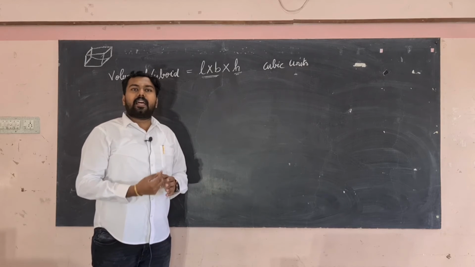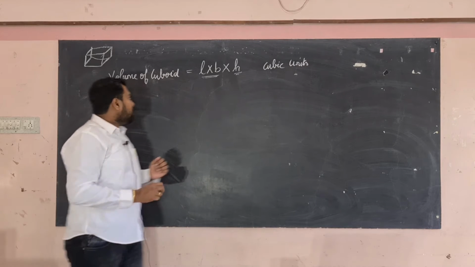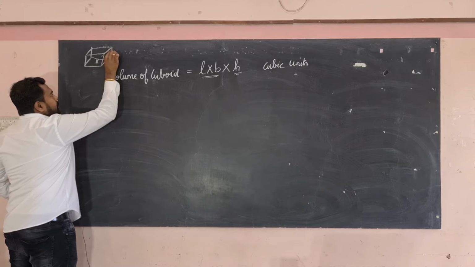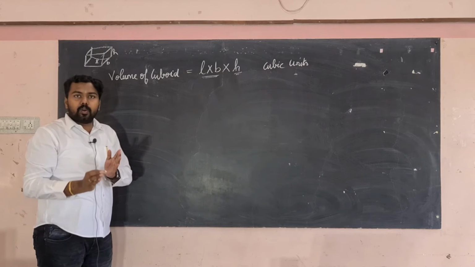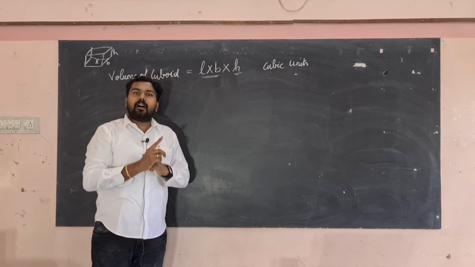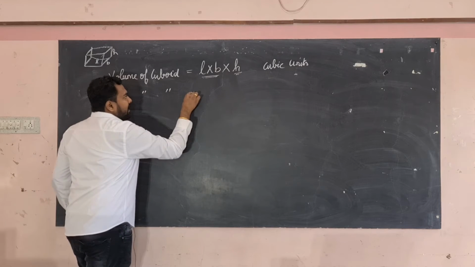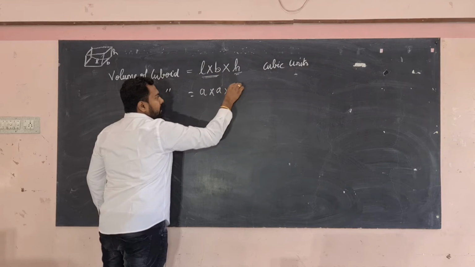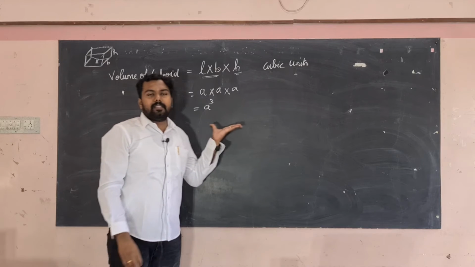So from this we can arrive at a formula for cube. What is the difference between cuboid and cube? In a cuboid all the sides will be different. That is, this will be length, this will be breadth, this will be height, like we have assumed. But in the case of a cube, all of those will be equal in length, that is A. So same formula, volume of cube, but here L will be A, B will also be A, H will also be A. So what is the formula? A cube. The volume of cube is A cube.